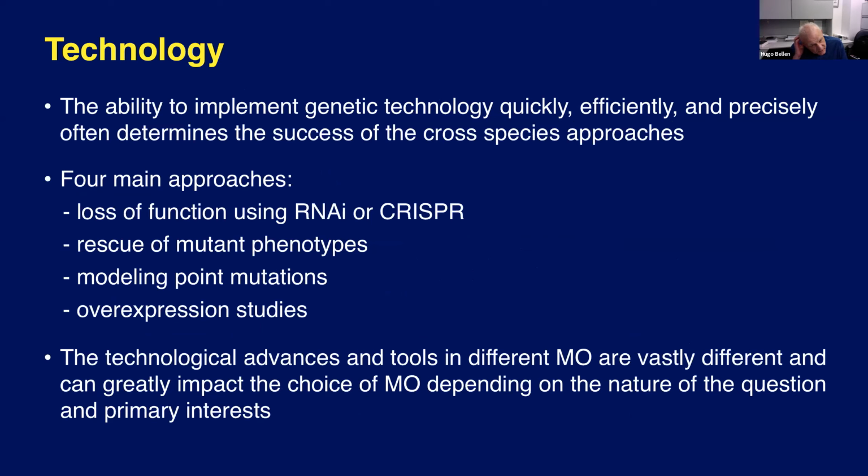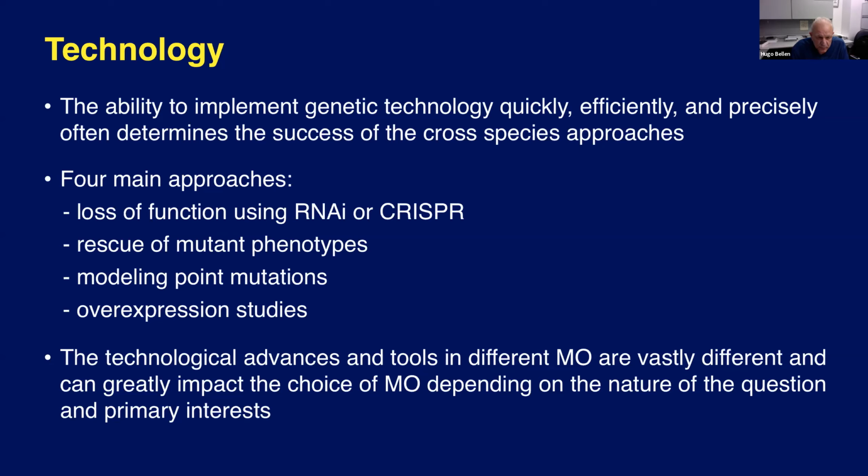A few words about technology, because technology is really a driving force here. The idea is that you have to be able to quickly, efficiently, and precisely determine changes or create changes, and that's going to determine the success of the cross-species approach. We use typically four main approaches in this research. First, we create loss of function using RNAi or CRISPR. Key is to try to rescue the mutant phenotypes, preferably with human cDNAs, but this can be done in other ways, as I'll expand on.